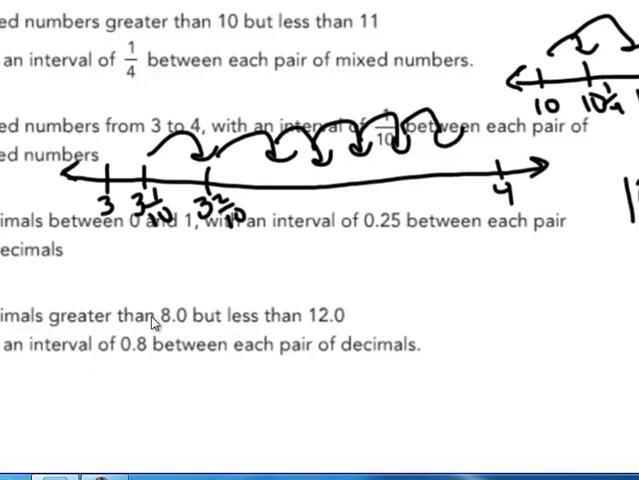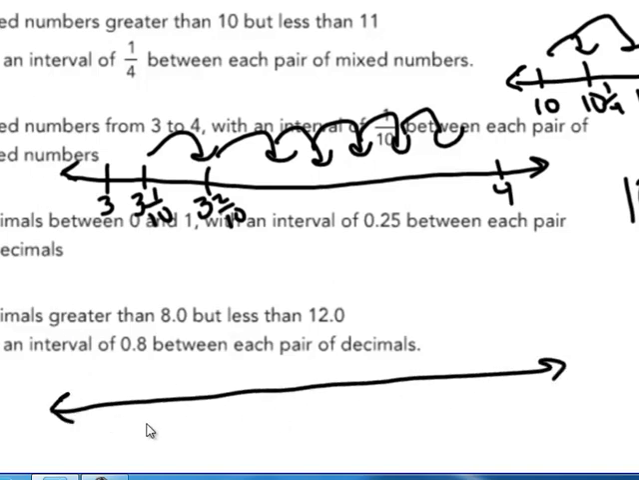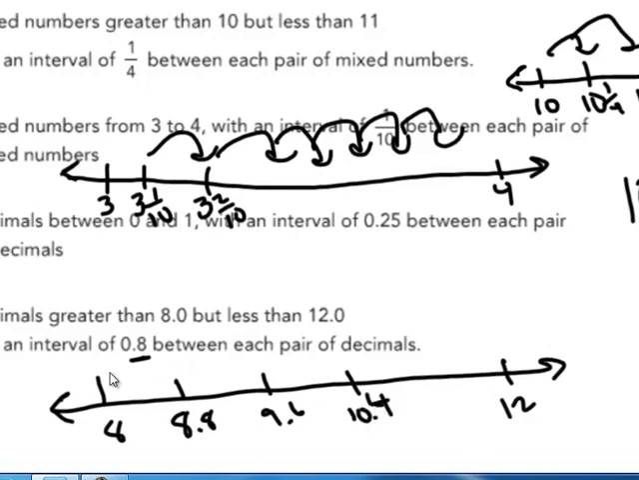Okay, same with decimals down here. You got 8 and 12. So it wants you to go up by 8/10, so that means 8.8, 9.6, 10.4, and if you're wondering how I'm getting those numbers, I'm just adding 0.8 because that's what it says it wants to go up by, and then 11.2, and then 12. Okay? Go to the next page.